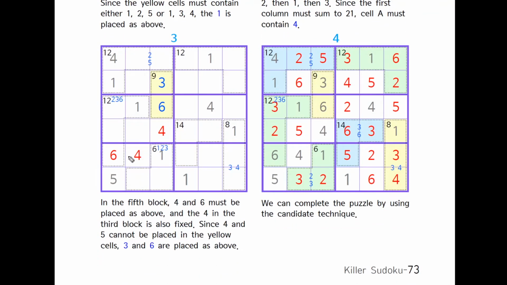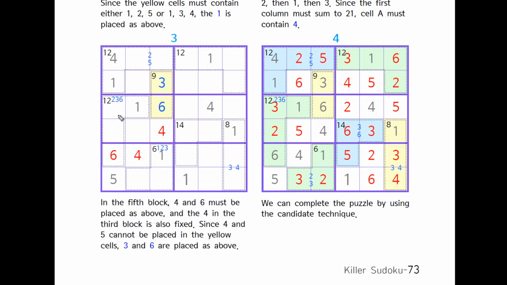Now in the third progression, the 4 and 6 must be placed as shown here in red. These cells in this fifth block must sum to 6, using up the numbers 1, 2, and 3. Which leads us to place 4 and 6 to complete this fifth block.